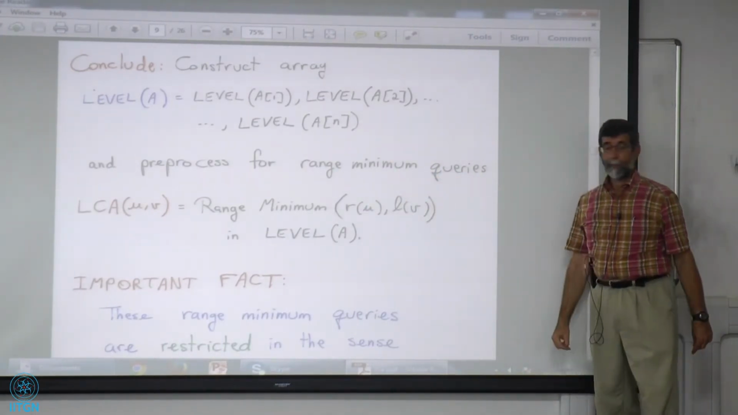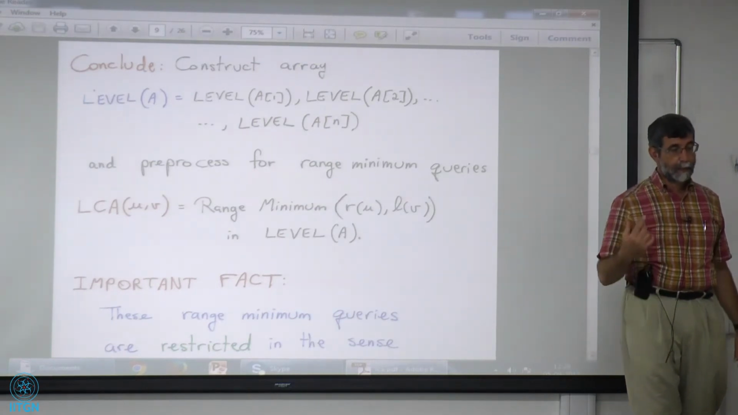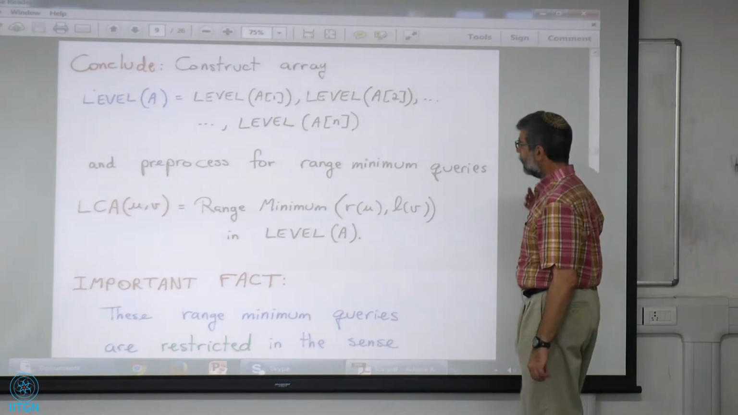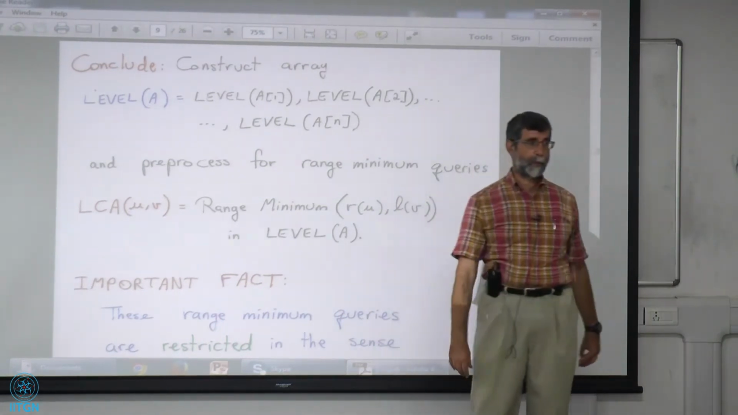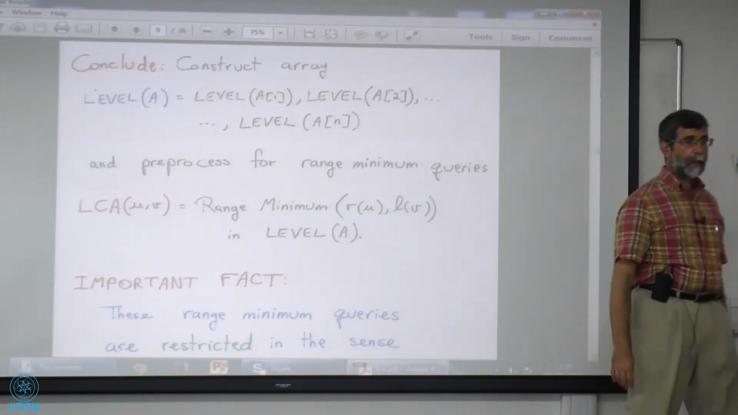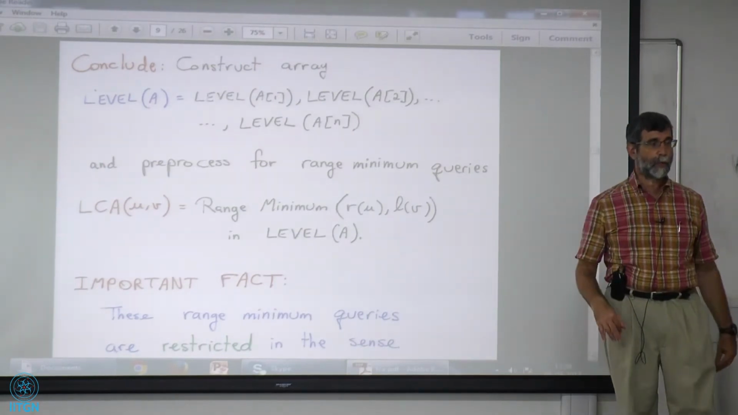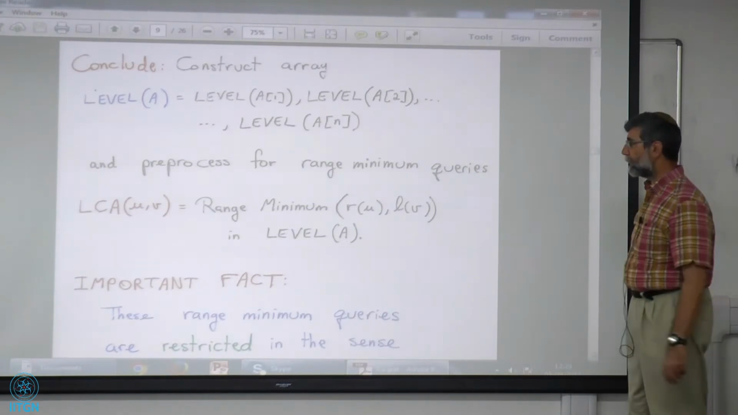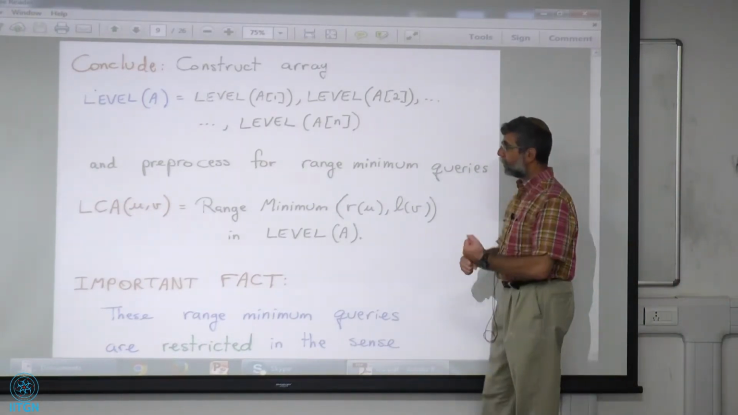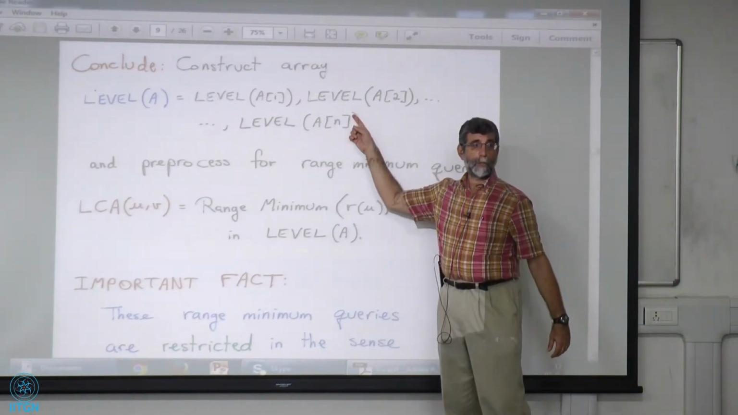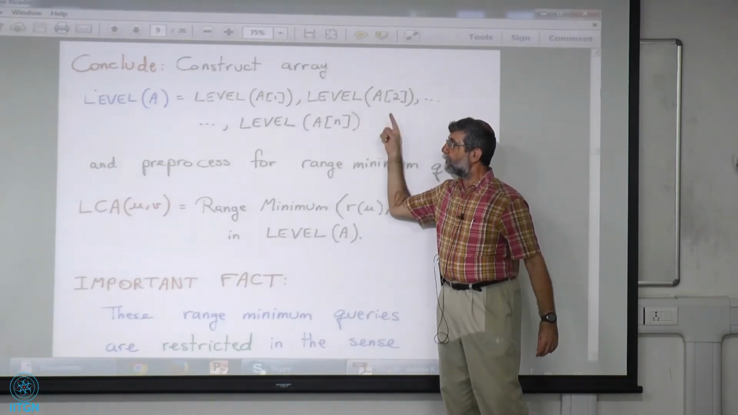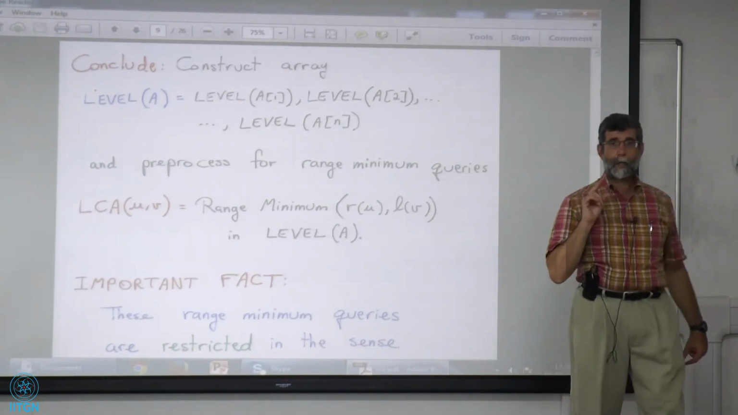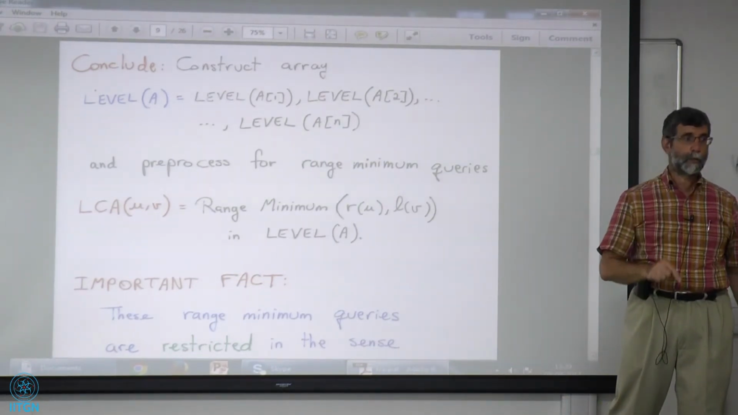But, and this is a big but, we don't really need a full-blown range minimum query for that. Sure, range minimum query would work, but this is a special case of range minimum query. Why is it a special case? And we'll use that special case. We'll squeeze it to the max. Because it's a special case of the level array, and the level array is an array of the levels of the Euler tour.